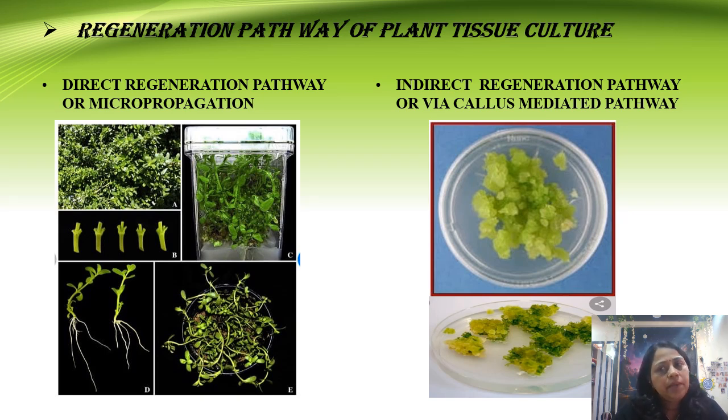Second pathway is indirect pathway. In indirect pathway, the explant is converted into callus, that is a mass of parenchymatous tissue. Then after redifferentiation, this callus is converted into young plantlets, and finally they are also transferred into pot.